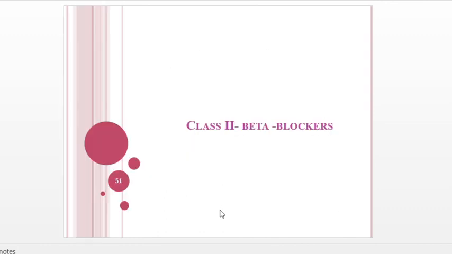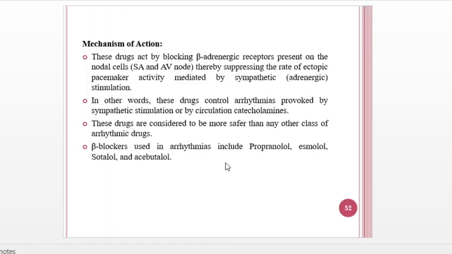Now we can go to class 2, that is the beta blocking agents. We already know beta blockers, right? We have studied them in the classification also. These are beta adrenergic blocking agents present on the nodal cells like the SA and AV node, thereby suppressing the rate of ectopic pacemaker activity mediated by sympathetic stimulation. On the other hand, these drugs control arrhythmia provoked by sympathetic stimulation or by circulating catecholamines. These drugs are considered to be safer than any other class of antiarrhythmic drugs. Beta blockers used in arrhythmias include propranolol, esmolol, sotalol, and acebutolol.